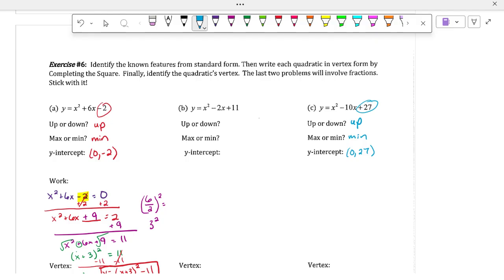Now I got to do my work. So I'm going to rewrite my standard form, but set it equal to 0. Subtract my c value over to the other side so I can make room for my perfect square. So this is x squared minus 10x, leave a space, equal to -27.